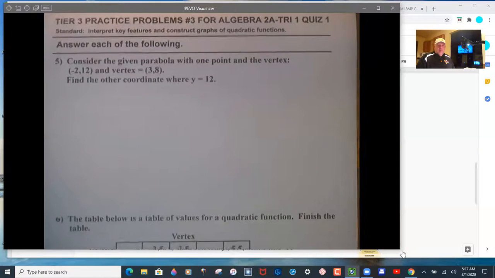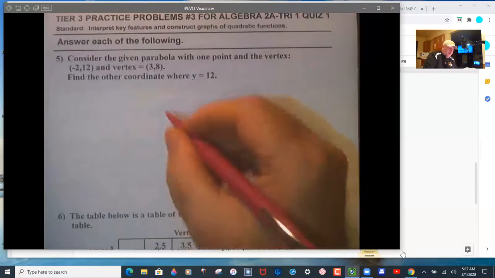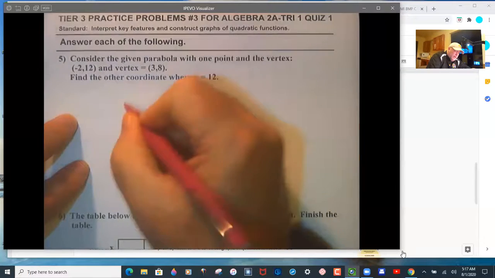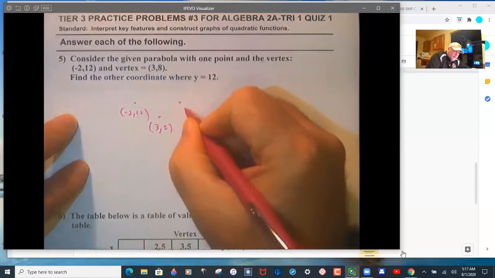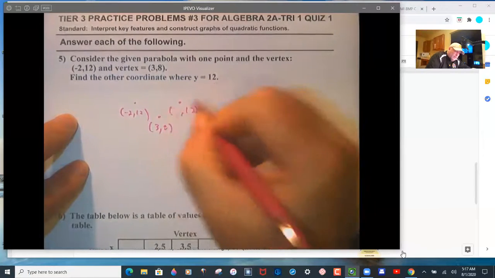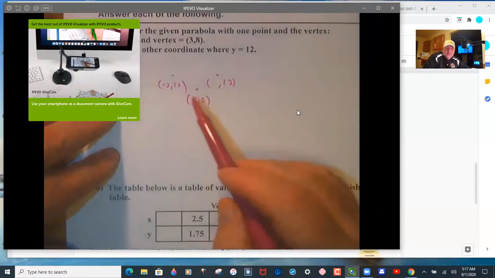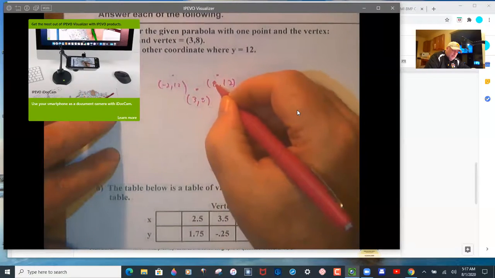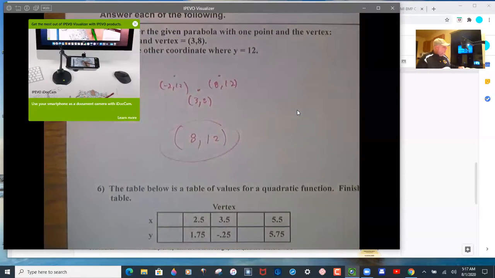Okay, find the other coordinate where y equals 12. So now you have the vertex, so you have 3, 8 and -2, 12. So there's going to be something else 12 over here. Well, you went 5 to the right here, so we've got to go another 5 to the right, making that 8. So 8, 12. So a little reasoning is everything.